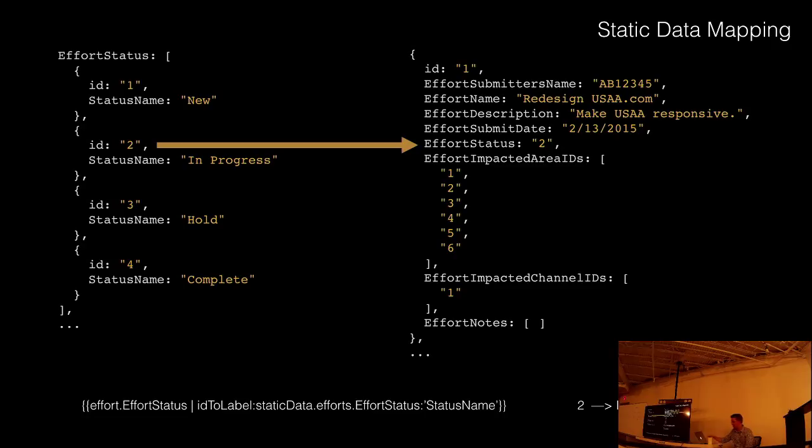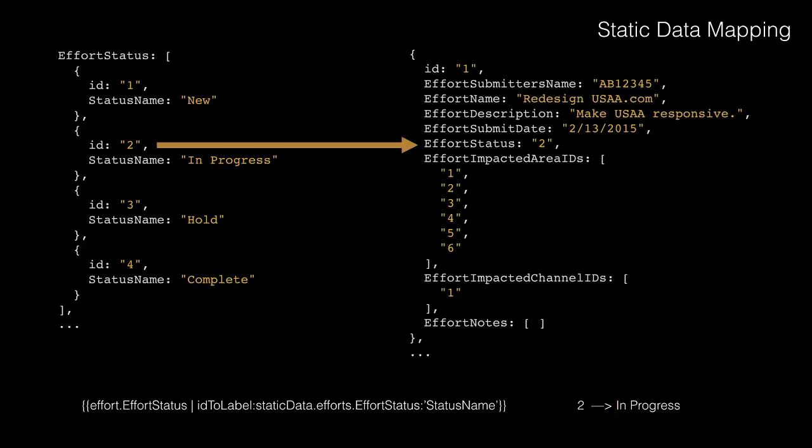And then down there at the bottom, you can see basically how that filter is being run. Basically getting the status ID, and then my filter is called ID to label, and then I'm passing in static data.efforts, effort status, and then I want the return value of status name.